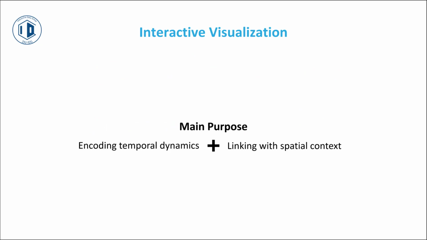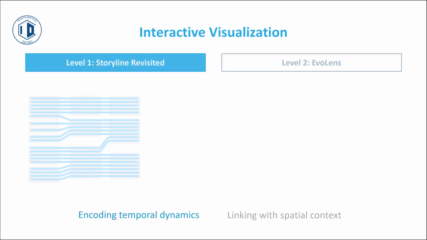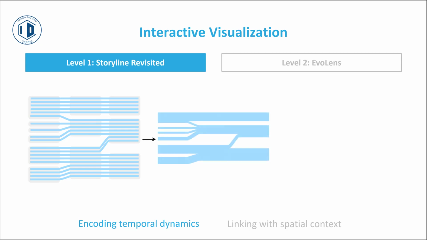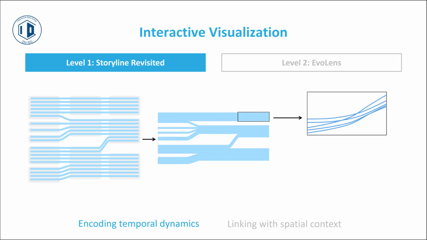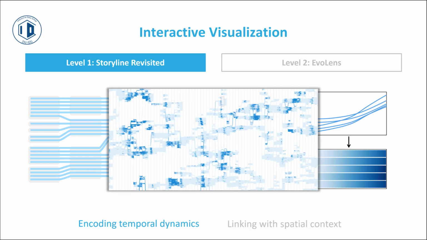The interactive visualization is to encode the temporal dynamics and link them with the spatial context. It has 2 levels. At the first level, we revisit the storyline to encode the temporal dynamics of time series. We first remove the space within the session. Each session is a pattern. It comprises multiple time series segments. To accommodate the compact layout, we encode trends with shades of curves. Finally, we obtain a storyline like this.